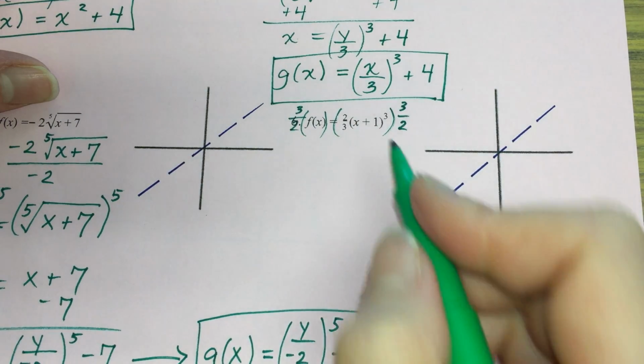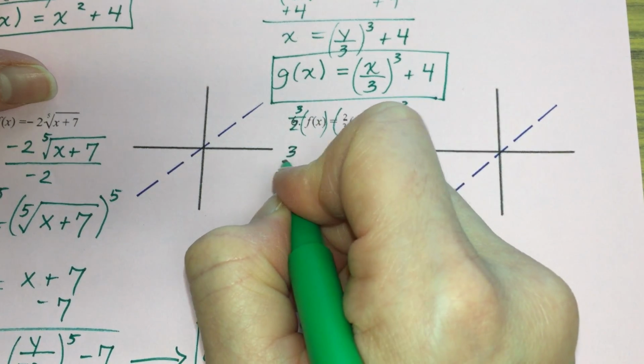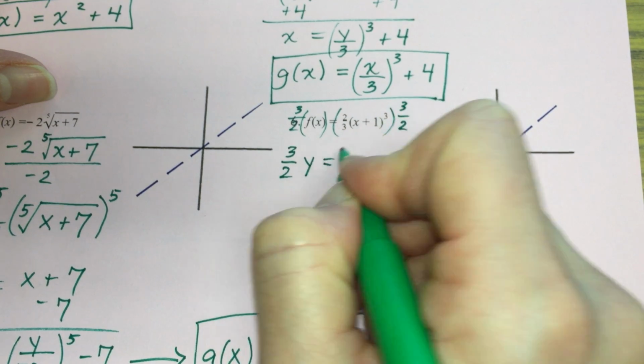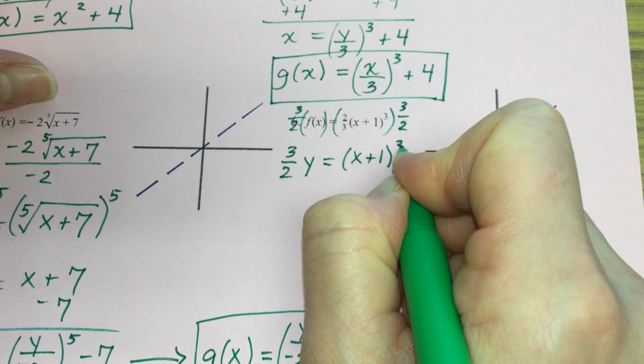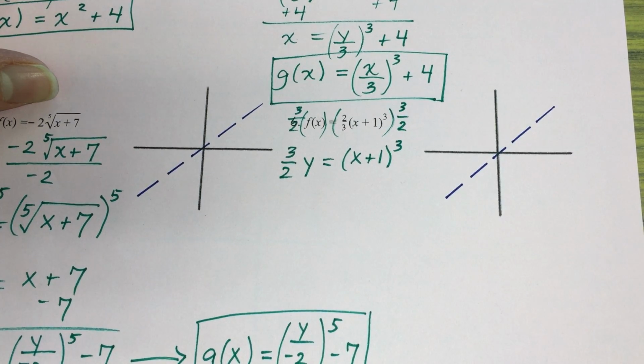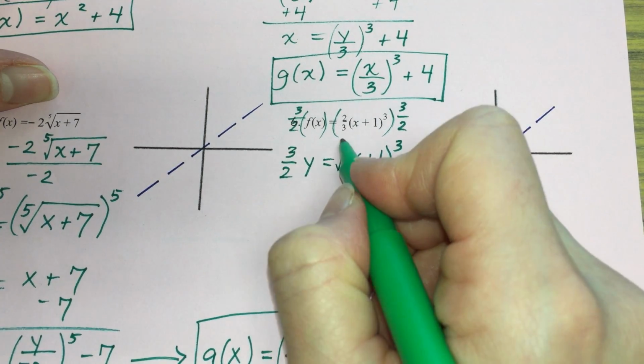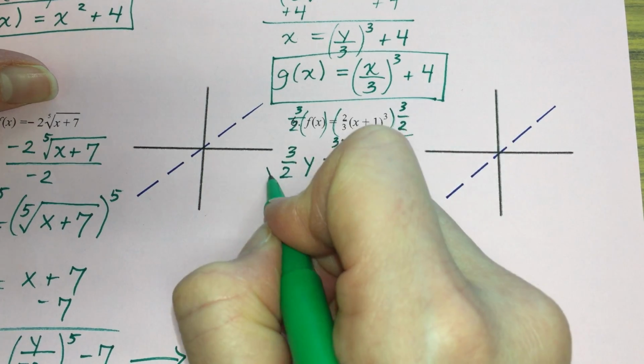3/2. So again, 3/2 y. Now that fraction just disappeared. That's really nice. And we can undo the third power. We have to cube root each side.